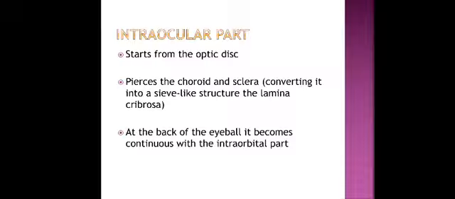The next one is the intraorbital part. The intraorbital part of the optic nerve extends from the back of the eyeball to the optic foramen. This part is slightly sinuous to give play for the eye movements. Its important relations are as follows. The optic nerve in the orbit is covered by the dura, arachnoid, and pia mater. The pial sheath contains capillaries and sends septa to divide the nerve into fasciculi.